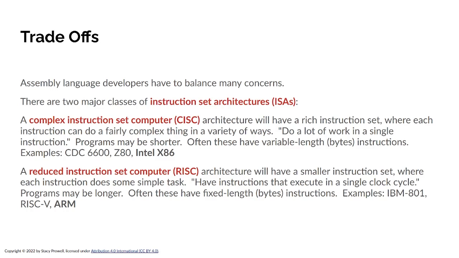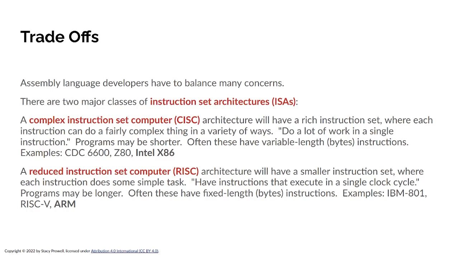RISC is sort of the other side of the coin. We want to have small instructions. Each instruction does some simple task and typically executes in a single clock cycle. So at the top, we're saying do as much as you can with a single instruction. At the bottom, we're saying do as many instructions as you can with a small number of clock cycles. In this case, do 1 instruction per clock cycle if you can.